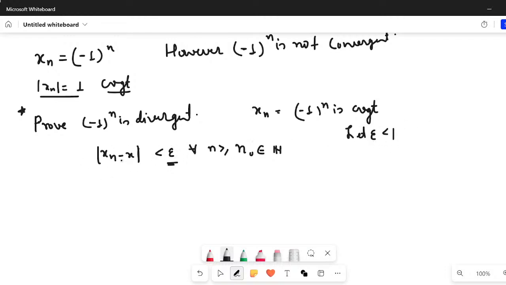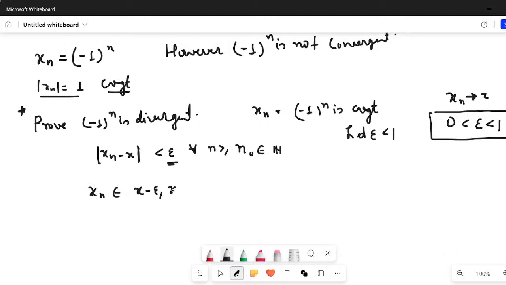If I am saying that sequence xn is convergent and it is converging towards x, then I can make this difference, xn minus x, as small as possible. So why not say that the distance can be made less than epsilon, where epsilon lies between 0 and 1? So what does it imply? It implies that xn would lie between x minus epsilon and x plus epsilon for all n greater than or equal to n naught belonging to natural numbers.